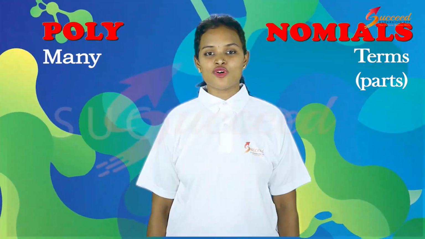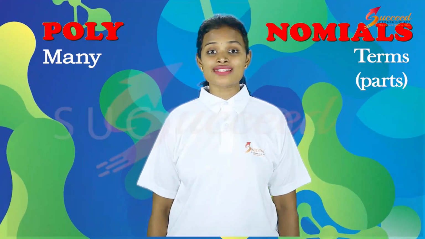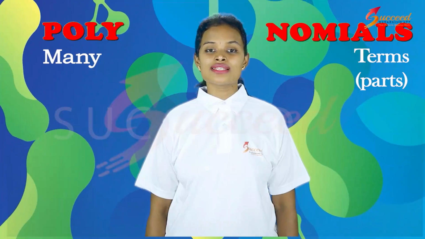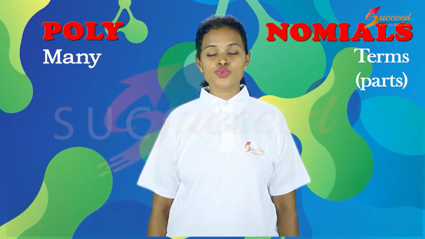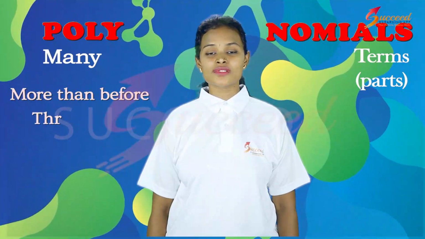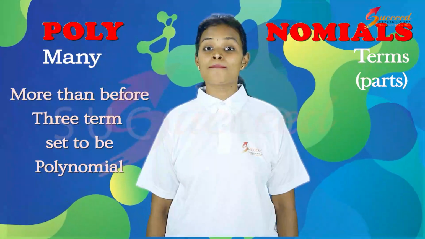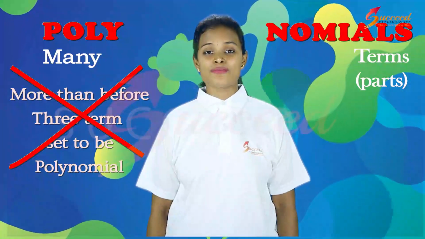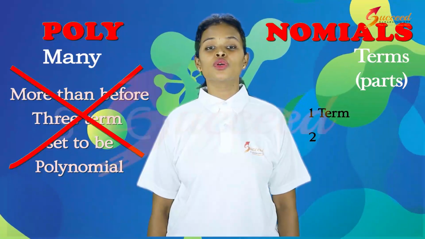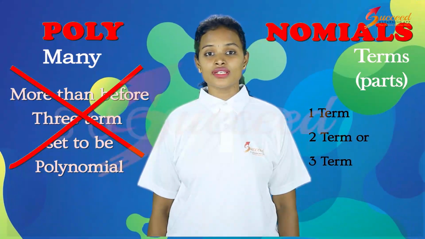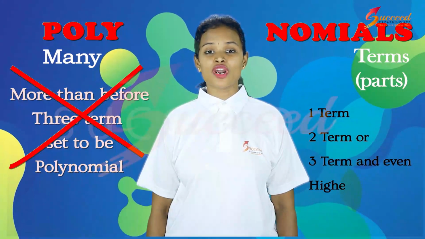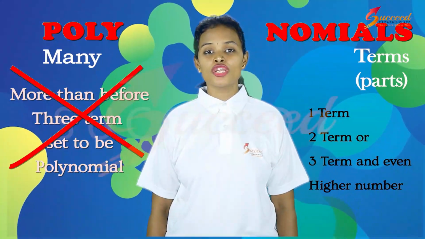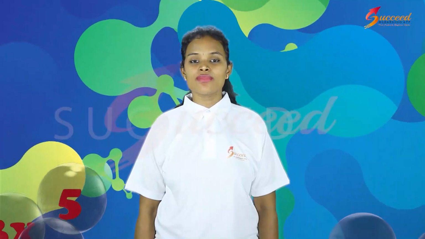These are the types of polynomials. There is always a misconception stating that only expressions with more than three terms are said to be polynomials, but it is wrong. Expressions with one term, two terms or three terms and even a higher number of terms are said to be polynomials. Now let us look at some examples of polynomials.